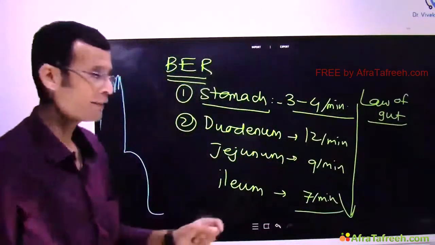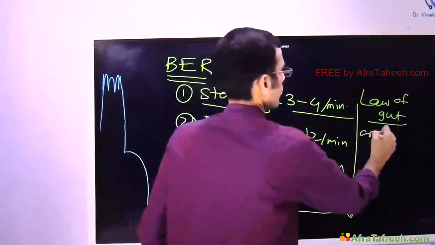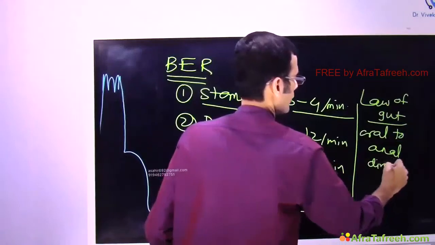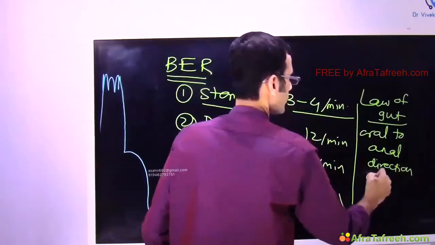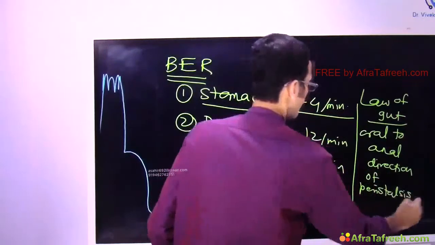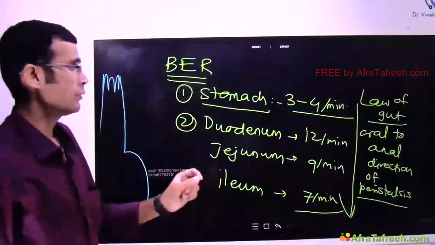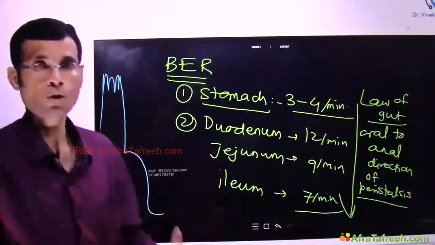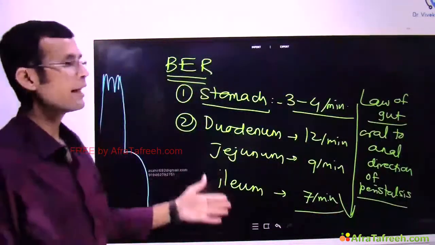The law of the gut is oral to anal direction of peristalsis. That's the law of the gut. Now then, there is only one exception to this law of the gut. So there is an MCQ.